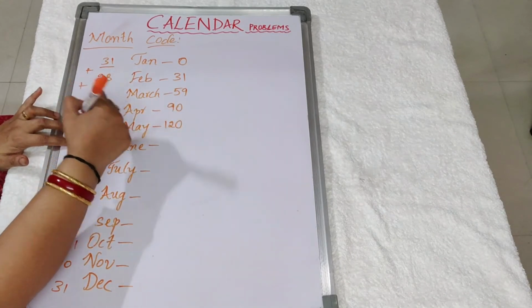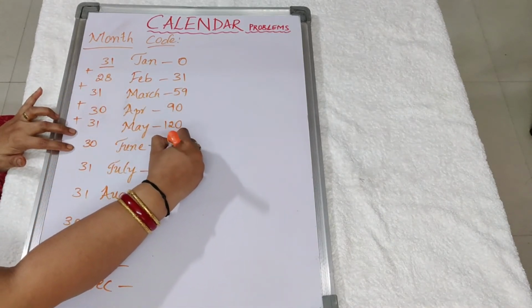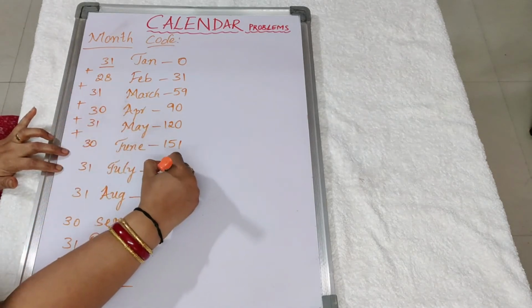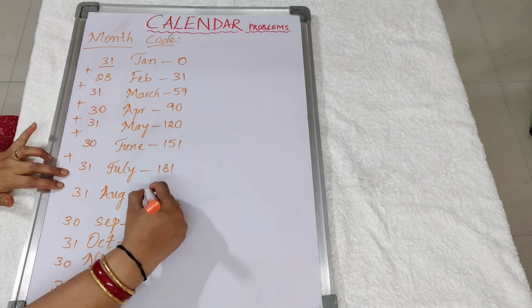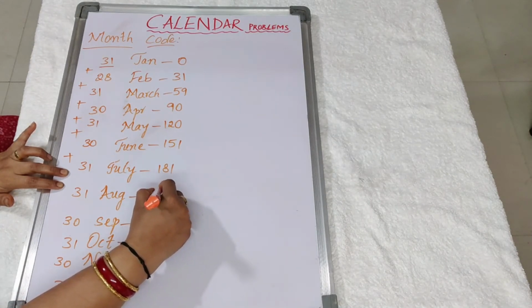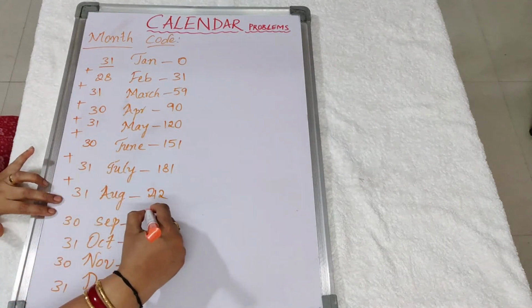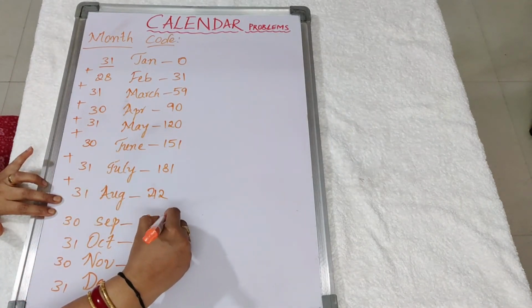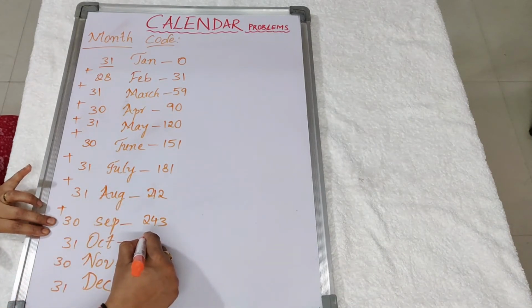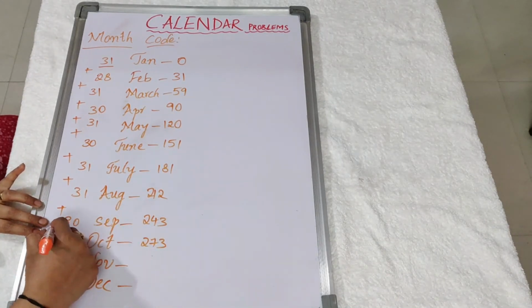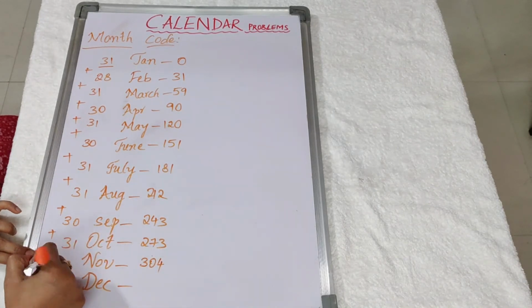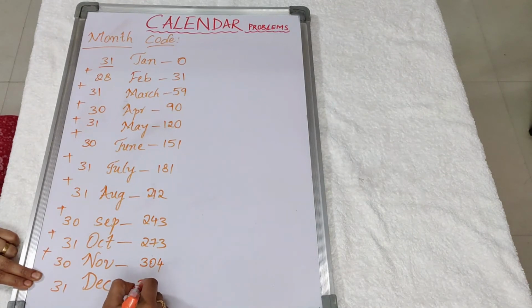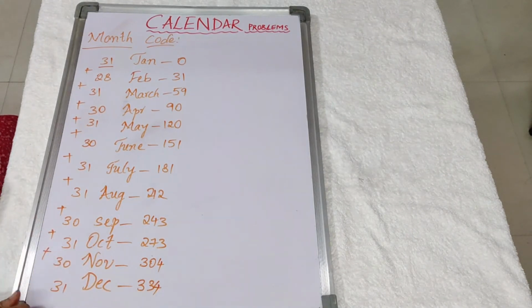So before April it is 90, and next we have 120. So we are adding again. So it is 151, 181, 212, and next we are going to get 243, 273, 304, and next 334, right? So this is how we get the total number of days.